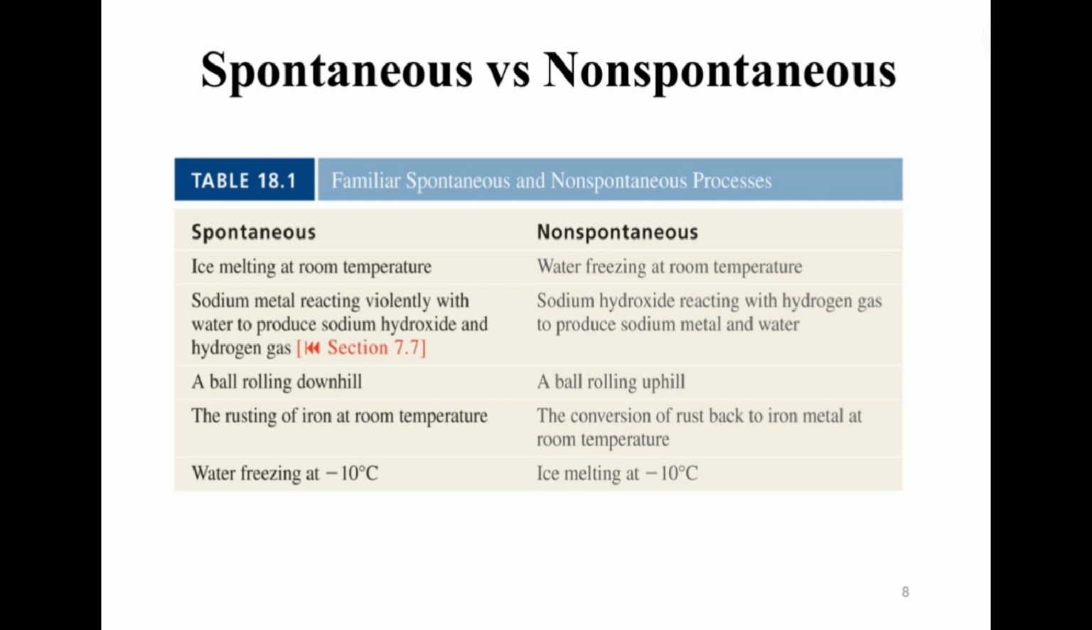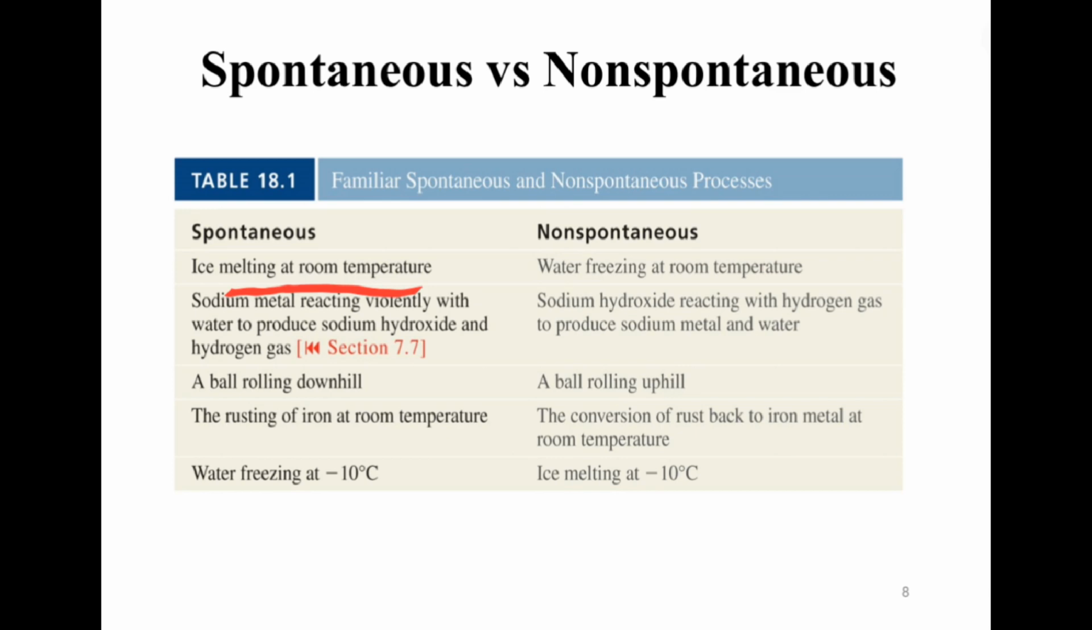Spontaneous: ice melting at room temperature. So when ice melts, the process is a spontaneous process. As we said before, it is an endothermic reaction. Sodium metal reacting violently with water to produce sodium hydroxide and hydrogen gas. So this is also another example of a spontaneous reaction. A ball rolling downhill.